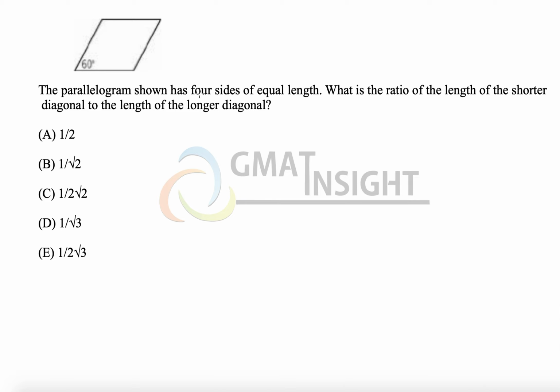The parallelogram shown has four sides of equal length. So a parallelogram with all sides equal is called a rhombus, right? And now we also see that this angle is 60 degrees. That means this angle will also be 60 degrees.